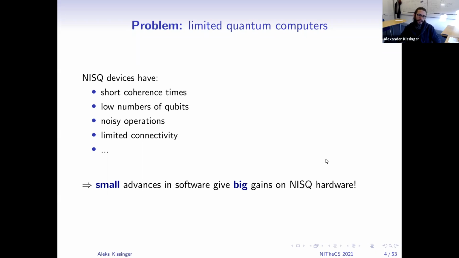But this is actually, I think, quite a nice opportunity to be working in this area of quantum software, because even if you can make small advances in making something a little bit more efficient or fit in a little bit more space, this can actually have a big impact on whether this thing can actually be runnable on one of these NISQ devices.